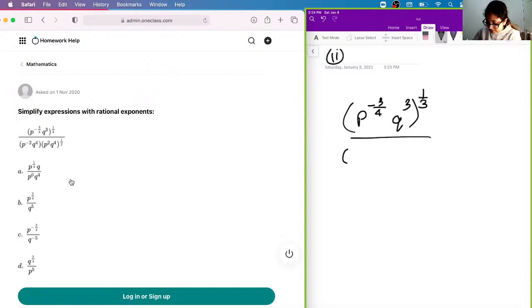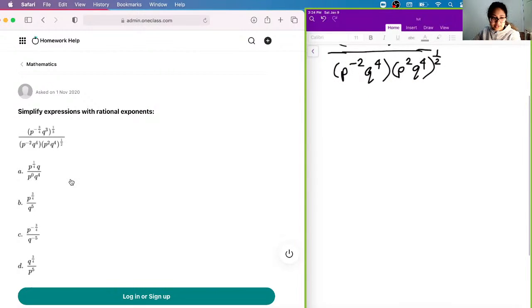Over p to the power of negative 2 times q to the power of 4, times p squared times q to the power of 4, all to the power of 1 half. We're given 4 options here, and we're supposed to see which of them is correct. To evaluate this, we need to use the laws of exponents.